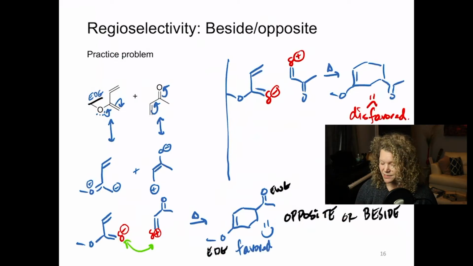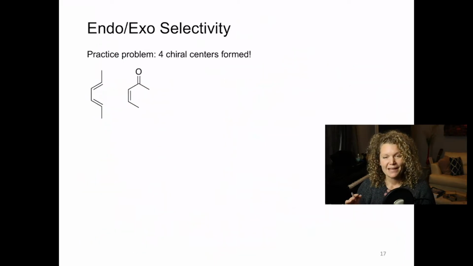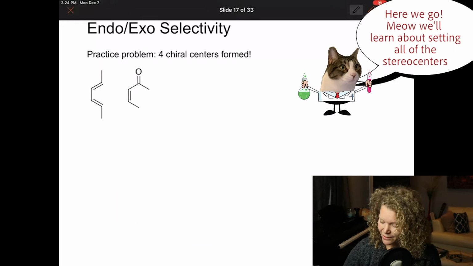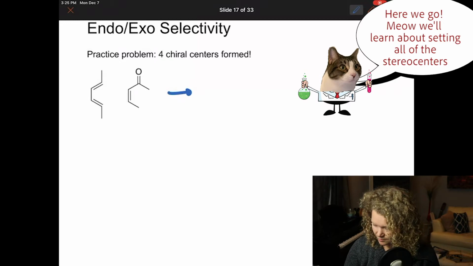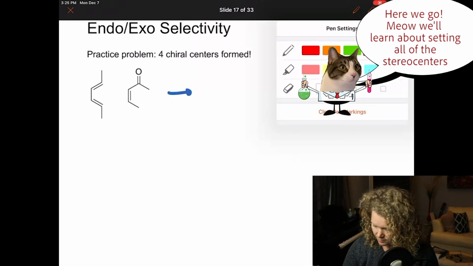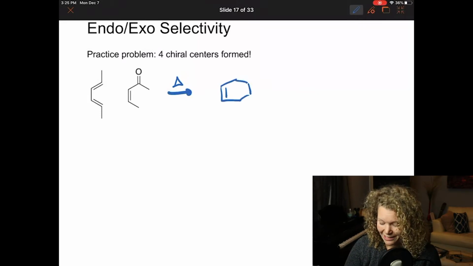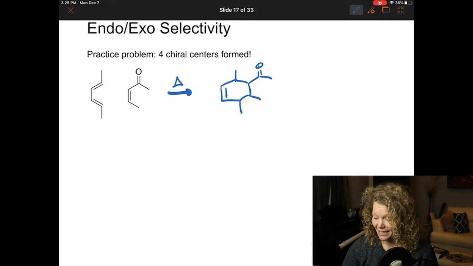We have the beside and opposite rule to help us determine that. The next thing we need to do is look at these stereocenters. Diels-Alder reactions create many stereocenters. And in this example, we would end up getting 4 stereocenters.